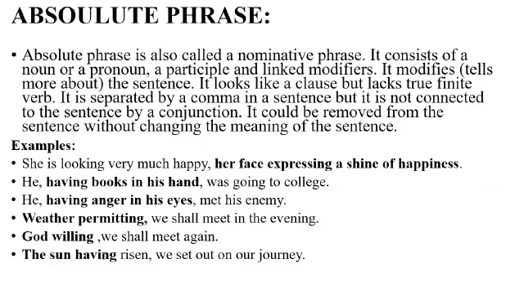Last example, the sun having risen, we set out on our journey. If we read the sentence like this, we set out on our journey, it gives us a complete thought. On the other hand, when we add an absolute phrase, it gives us additional information about this sentence, that at what time we are supposed to set out on our journey. We set out on our journey, the sun having risen. The sun having risen means when the sun has risen.